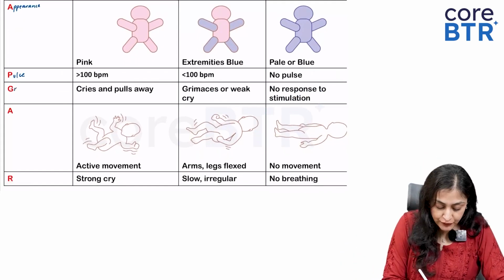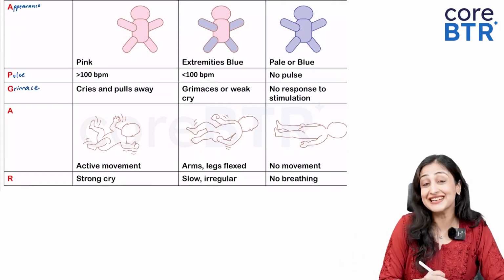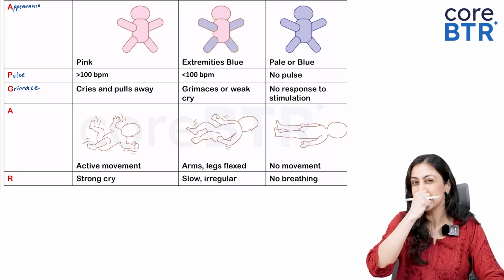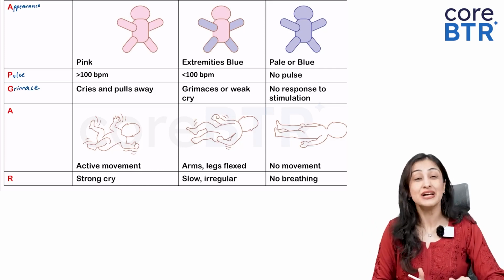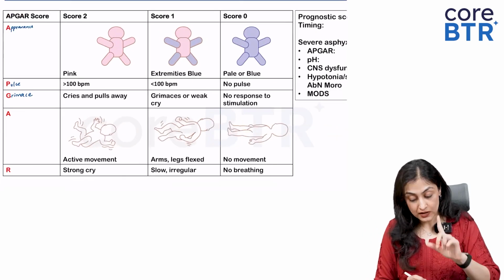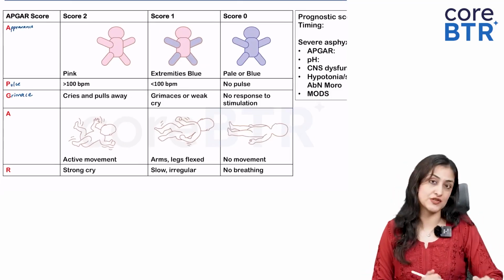Okay. Then G for grimace. This is where you are irritating the baby with a catheter on the nose, right? So how is the baby reacting? It's crying, pulling away, that's good. If it's just making faces like grimacing, right? So that's something which is a 1 score, and no response is 0.